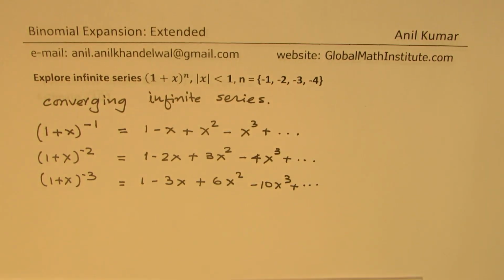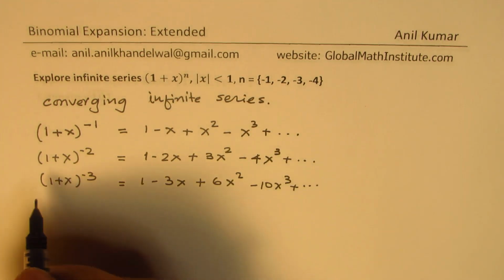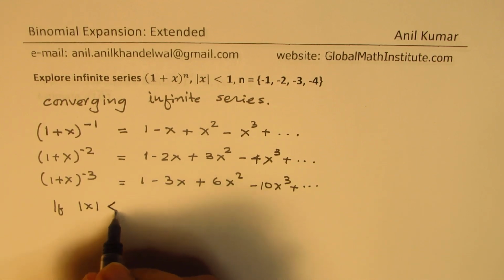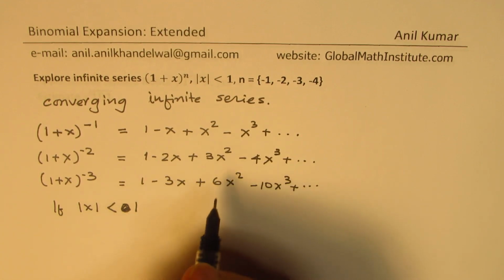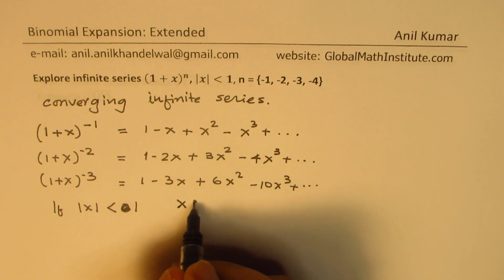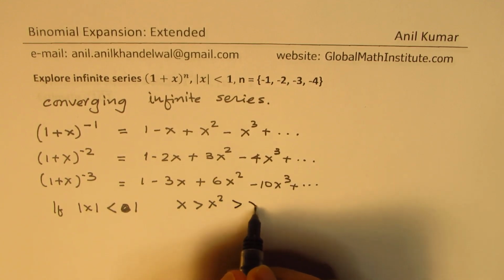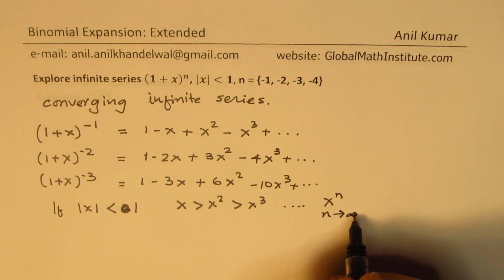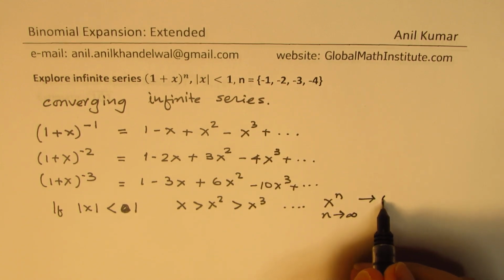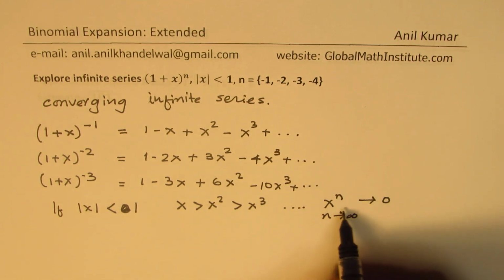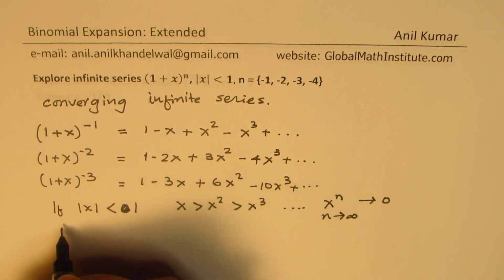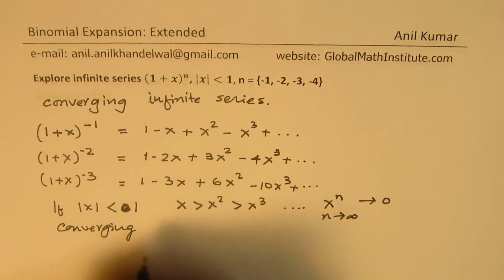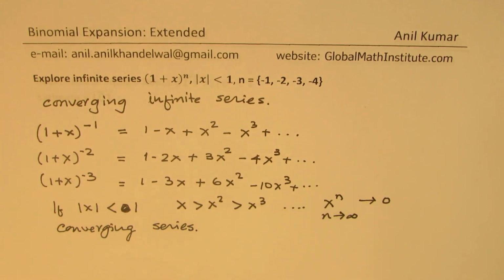So likewise, we get the series where, as you can see very clearly, if the absolute value of x is less than 1, in that case, we know that x is greater than x squared, which is greater than x cubed. And we also see that x to the power of n, as n approaches infinity, approaches 0. So it becomes lower and lower value. So we have a converging series. You understand now, right? So if we have negative powers, in that case we do get converging series.